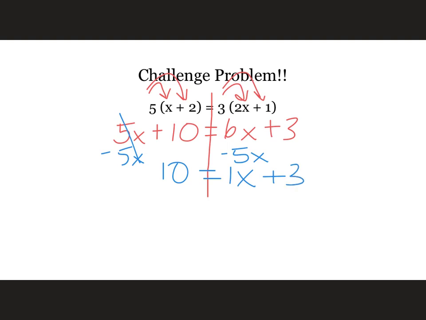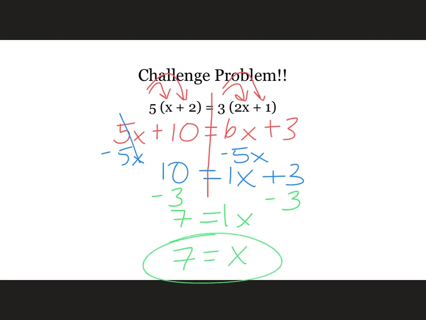The very last thing that I want to do is make sure that I get 1x by itself. In this case, I need to make sure that I use opposite operations and subtract 3 from both sides, leaving me with 1x equals 7. Now I understand that there's a 1 in front of x. I could divide by 1 if I want to, but I already know that my answer is simply just x equals 7. I circle my answer, and I am done.